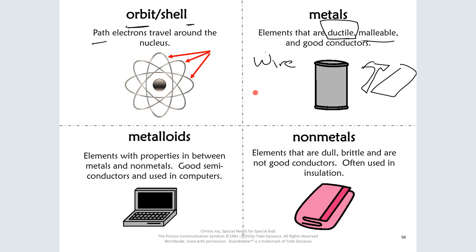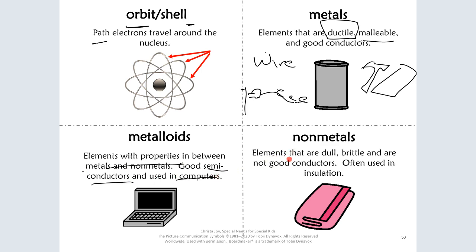And they're good conductors, so electricity from the wall socket goes down a wire, forming electricity. Metalloids are elements that have properties of both metals and nonmetals. They're semiconductors and used in computers.